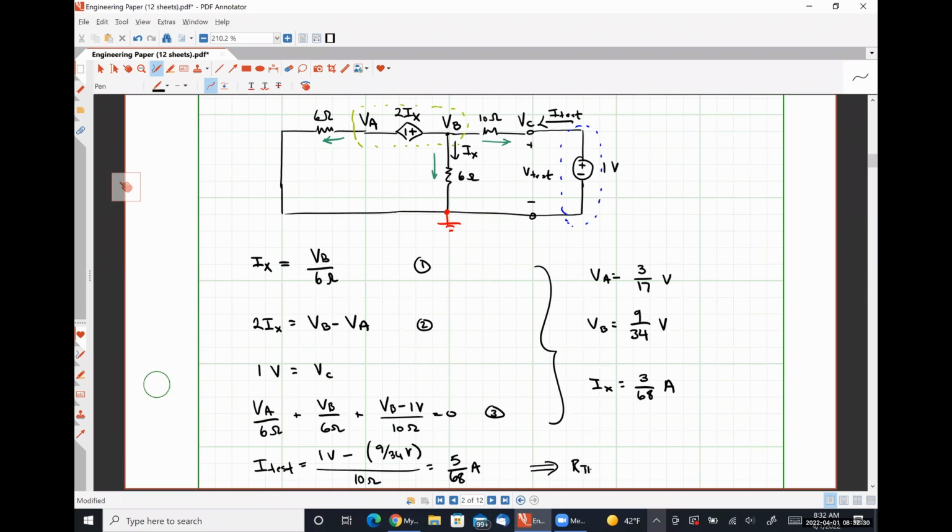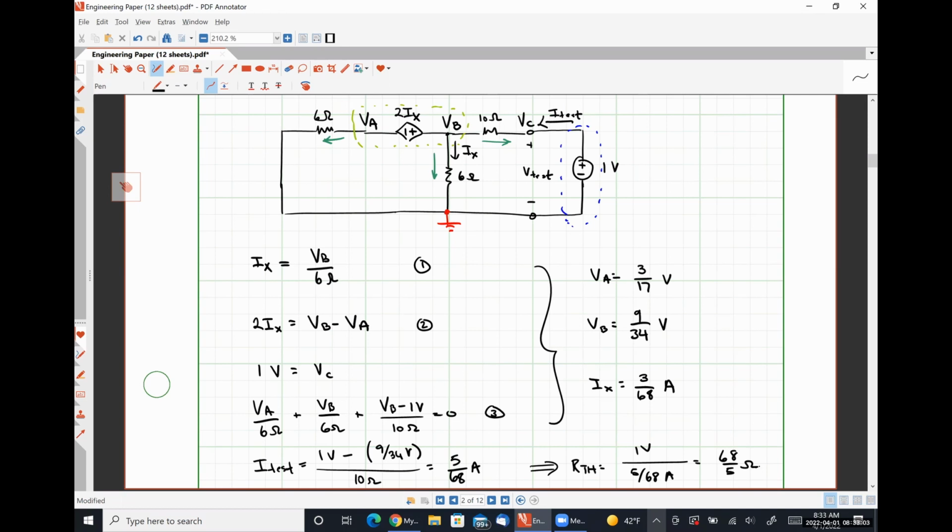From this, Thevenin resistance, RTH, is 1 volt over 5/68 of an amp, which is 68 over 5 ohms, which exactly matches the result we got earlier using V Thevenin divided by I Norton. Okay. Any questions regarding the application of a test voltage source?